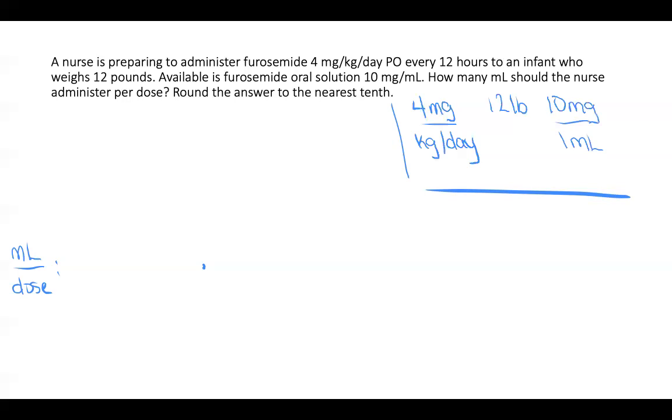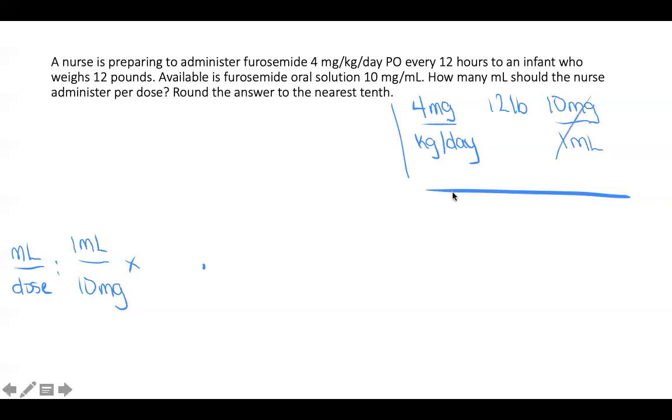All right, so step three, now we can start filling in our problem. We're going to start with milliliters because that's what we're looking for. So we're going to come up to our box and find milliliters. Okay, milliliters is up there. It's just on the bottom. So we're going to change it and put it on the top. We're going to flip it. 1 milliliter over 10 milligrams. And then cross it out.